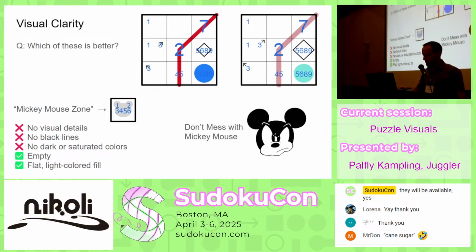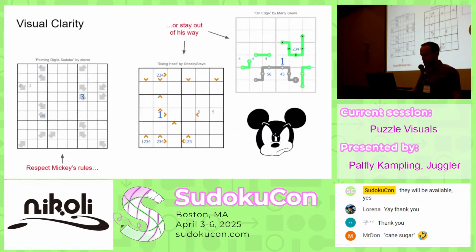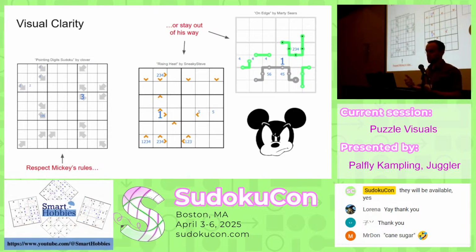So if you can't remember all that, this is the takeaway. It's true for intellectual property law, it's true for Sudoku. Don't mess with Mickey Mouse. And just a couple examples of puzzles that have successfully avoided that. On the left, you've got a puzzle by Clover, and it's right there in the Mickey Mouse zone, but it's super light colored, and it doesn't interfere with your ability to see the digits at all, so that's great. Conversely, if you have stuff that's noisy and colorful and loud, that's totally all right, as long as it's outside the Mickey Mouse zone. So yeah, don't mess with Mickey Mouse.